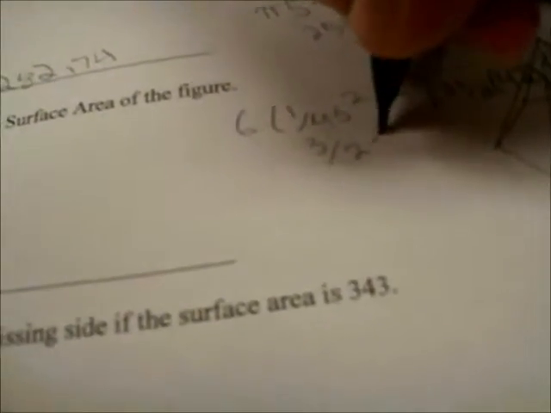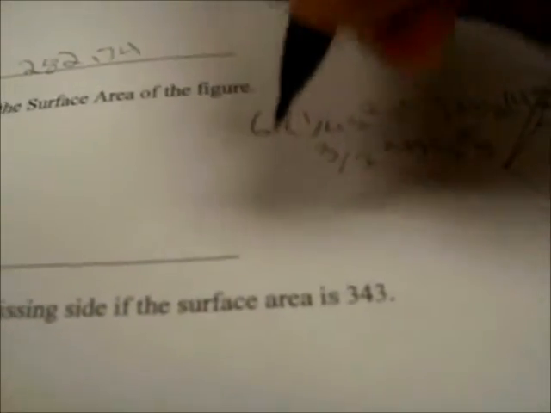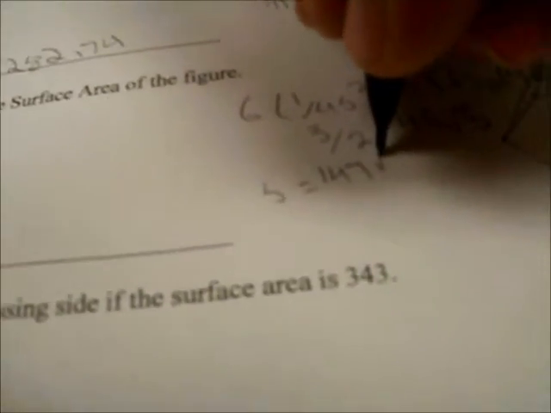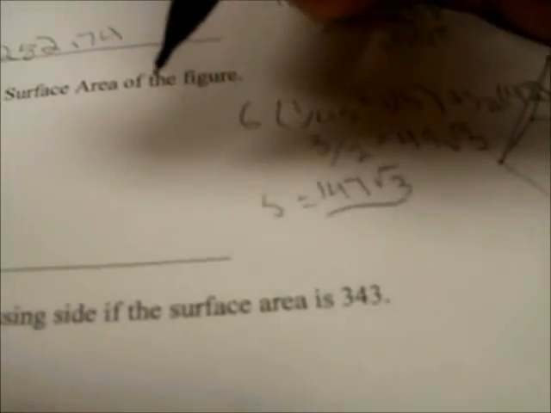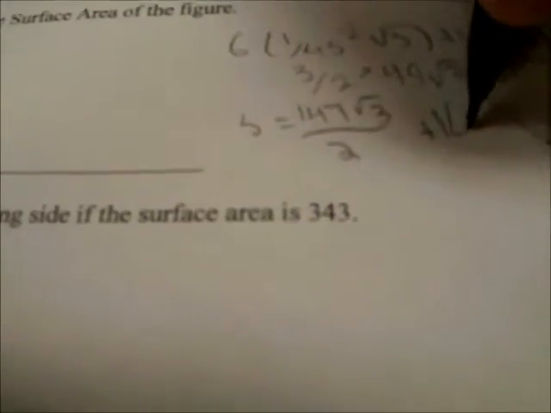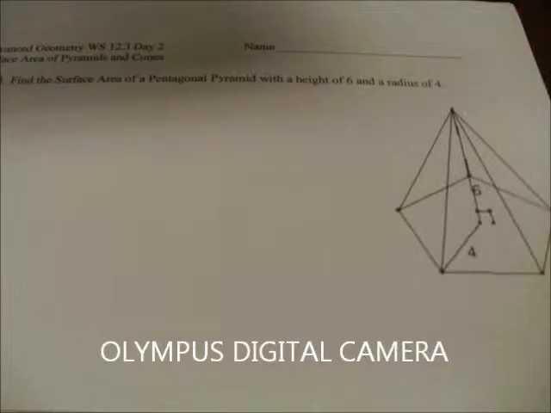So we will have 6 times 1/4 s squared square root of 3 plus 1/2 times 42 times 8. We simplify that down to 3/2 times 49 square root of 3, and the surface area is equal to 147 square root of 3 over 2 plus 168. So the surface area is 295.305 as our answer.